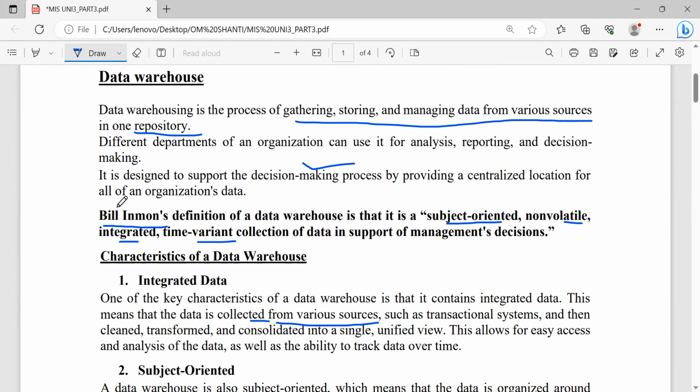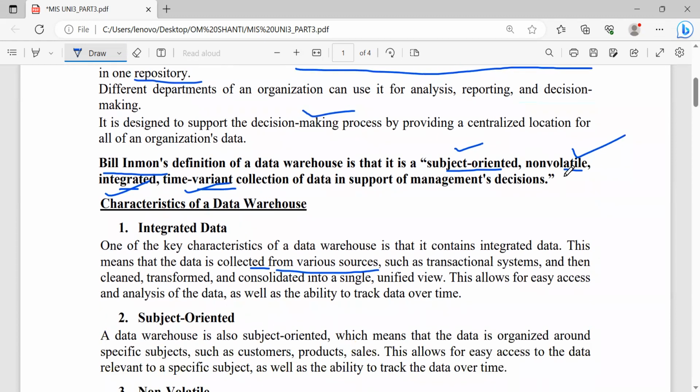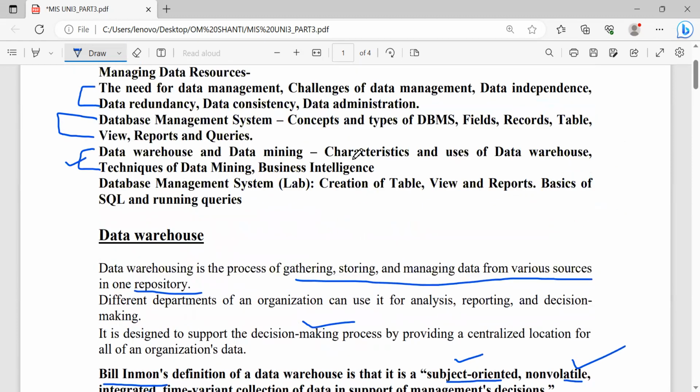A famous scientist, Bill Inmon, who is also called the father of the data warehouse, gives the definition: a data warehouse is a subject-oriented, non-volatile, integrated and time-variant collection of data. These four terms in the definition are also the characteristics of a data warehouse. So as per the syllabus, we have the topic characteristics of data warehouse.